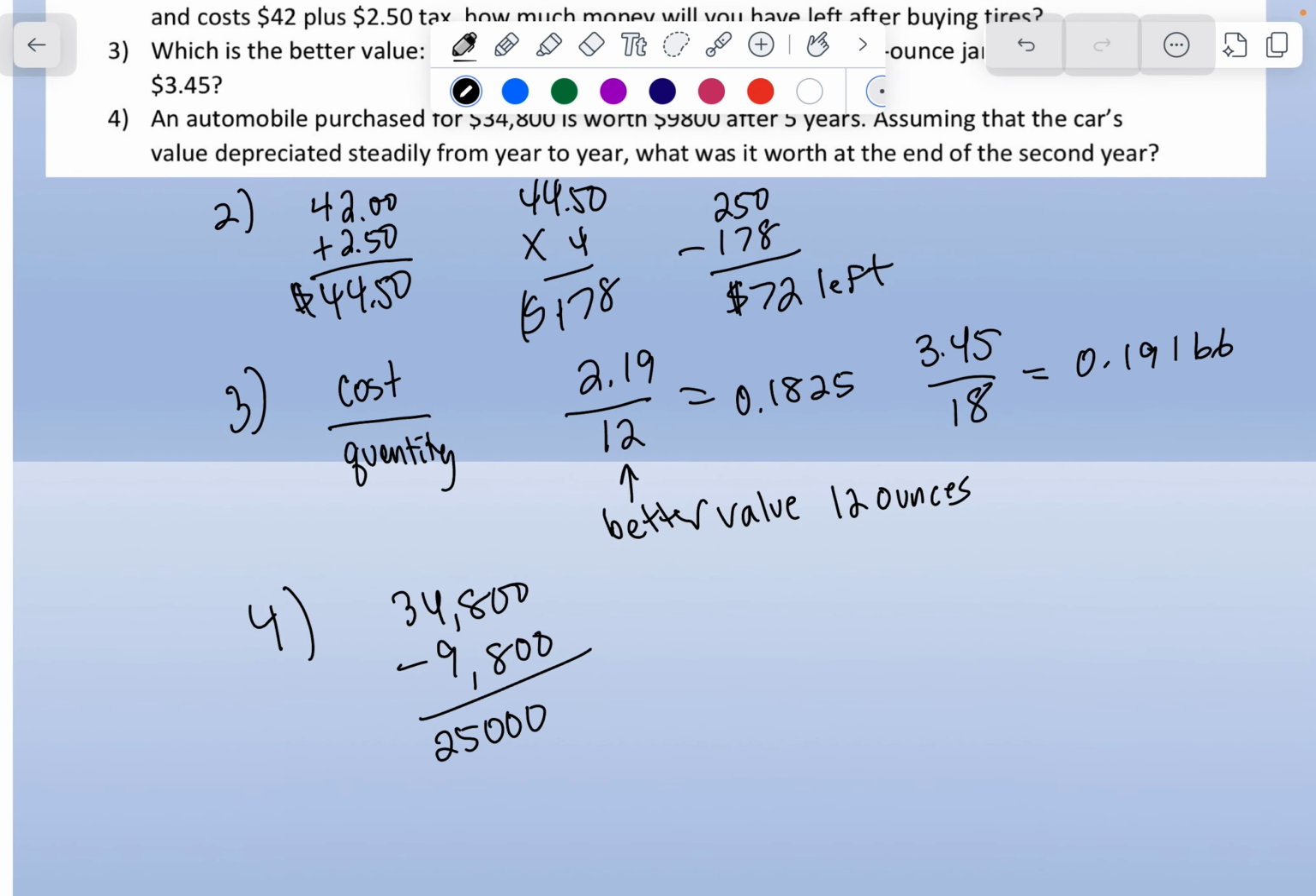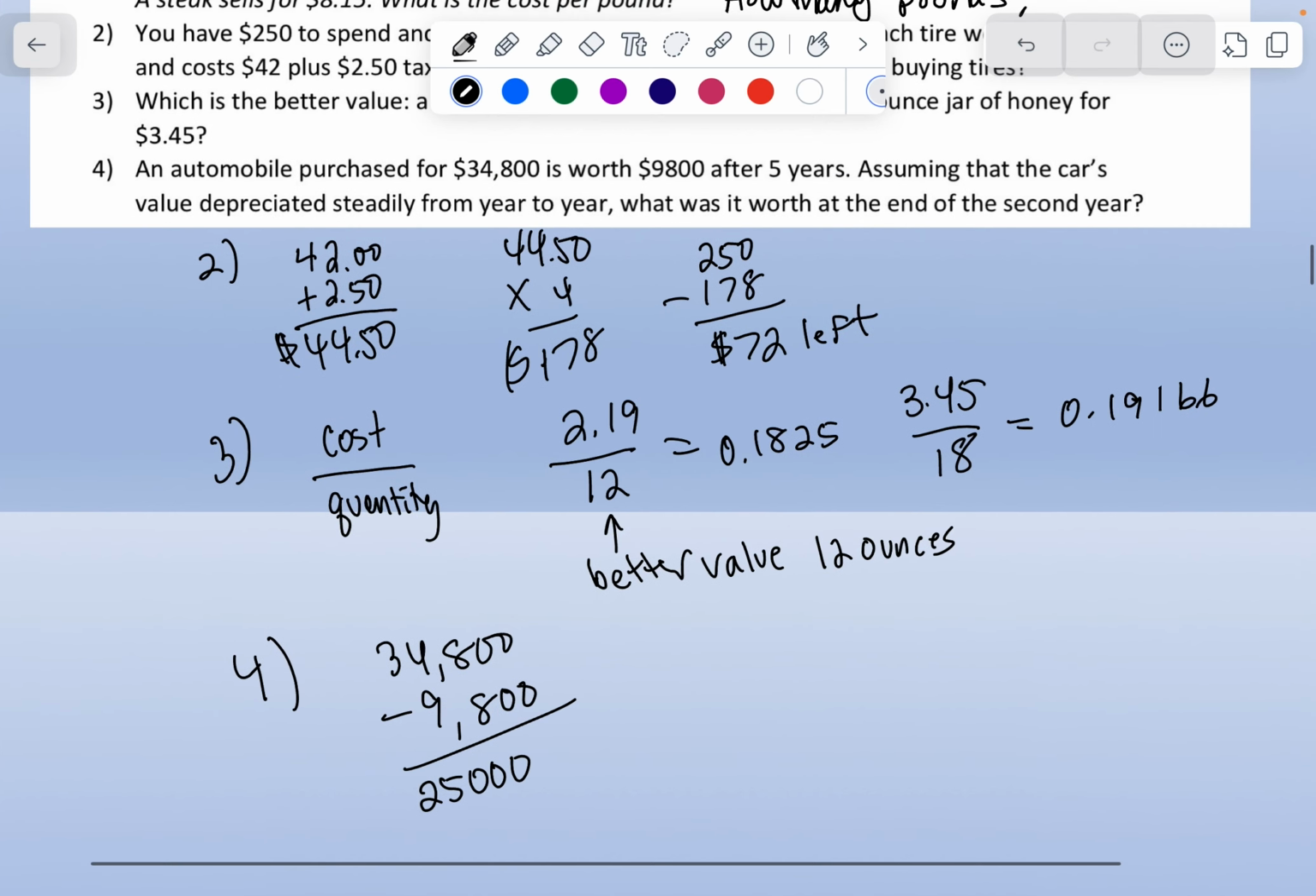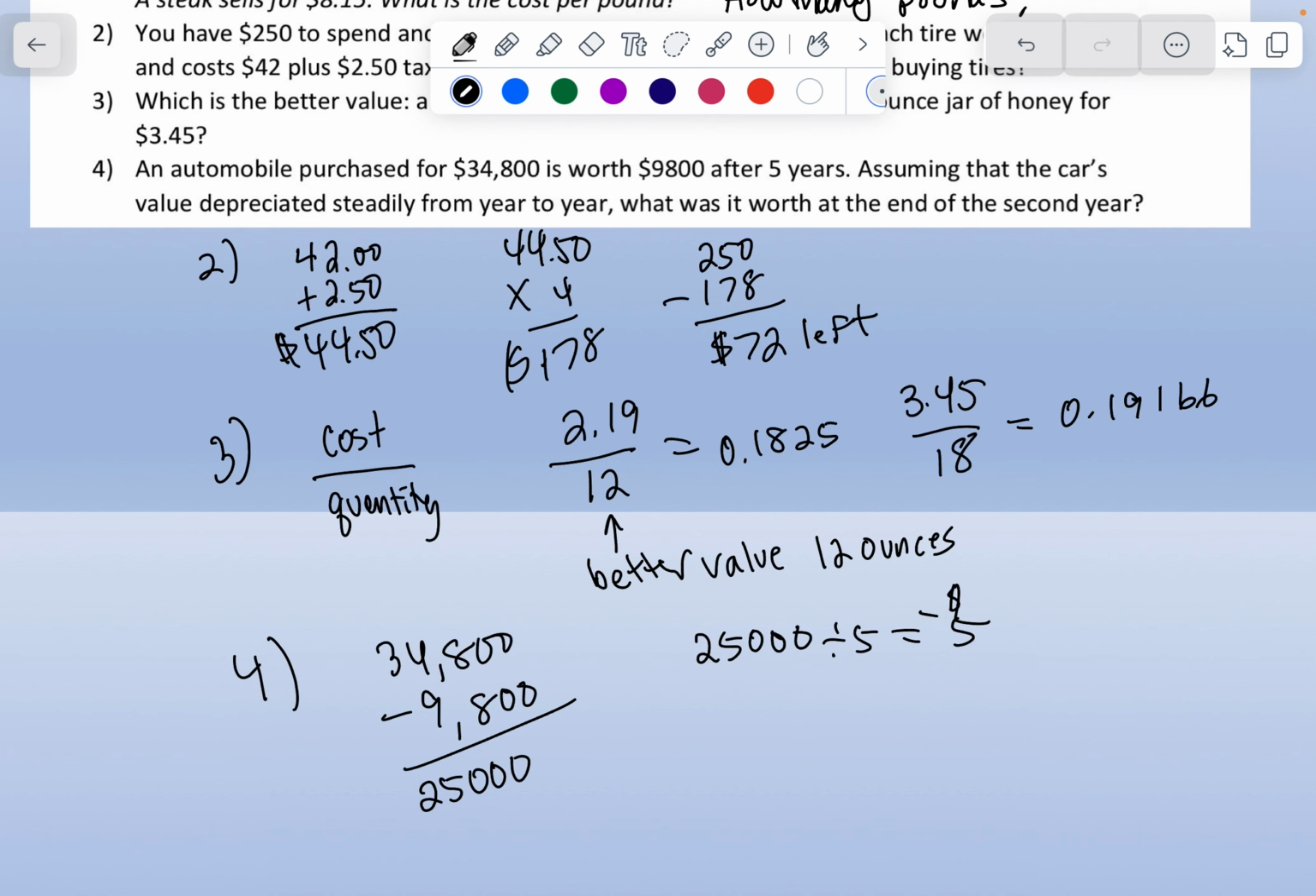okay? And then it says it happened over a 5-year time frame. So if you do 25,000 divided by 5, that means it is going down. So I'll put a little negative there to say it's going down by $5,000 per year. So it says, what is it worth at the end of the second year?